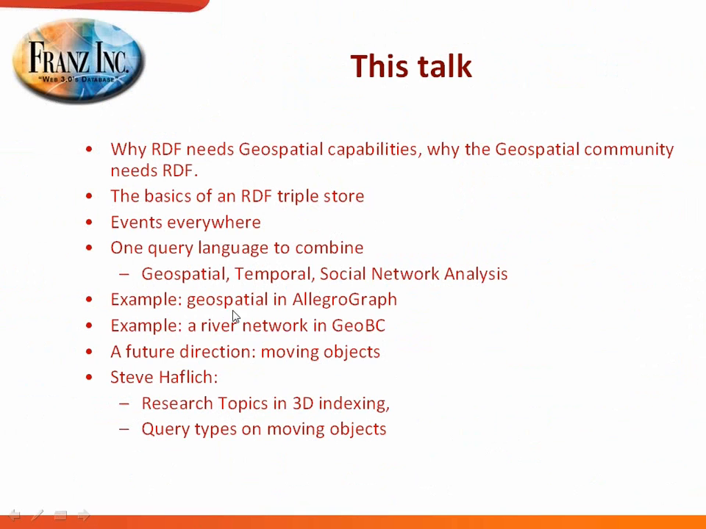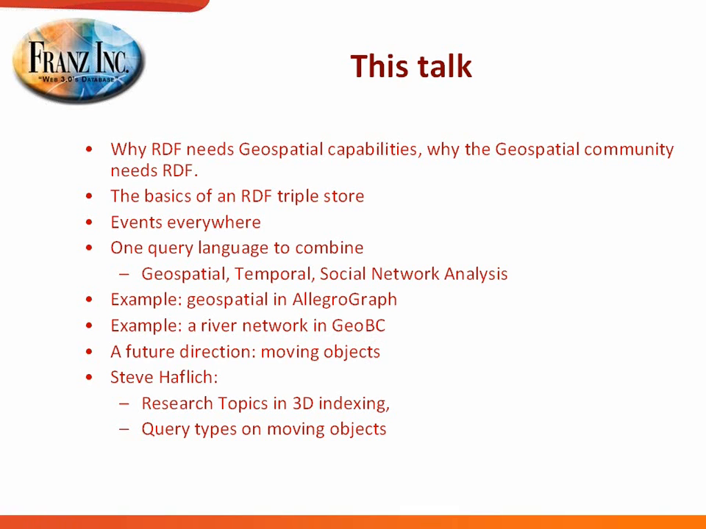I already gave you one example. So I already did the GeoNames database. I will talk about a river network in GeoBC. And then we get to the second part of the talk, which is more technical. I will talk about moving objects. And then I will go into 2D indexing, which we already have in AllegroGraph, and 3D indexing, which will appear in 4.0.